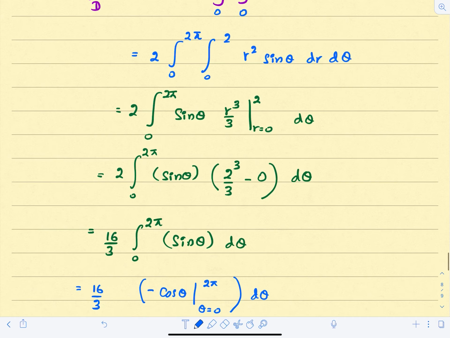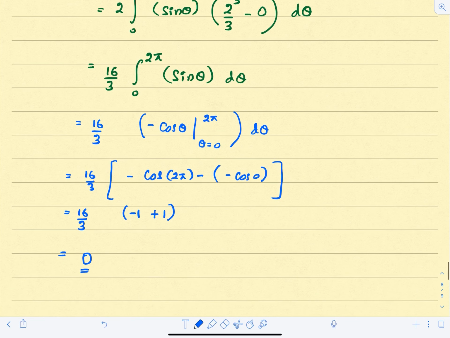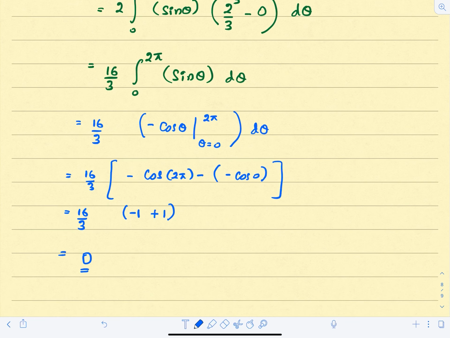With this, I finished the second example. And next, we are going to consider the surface integral of a vector field.